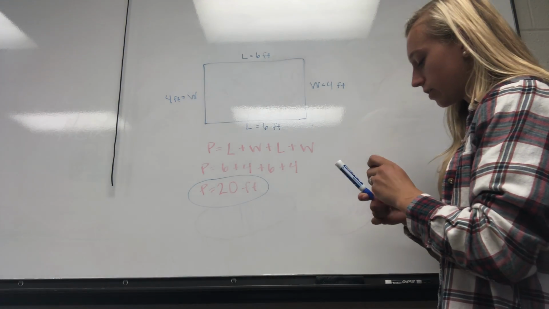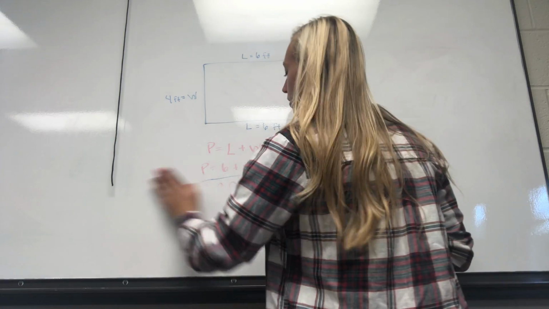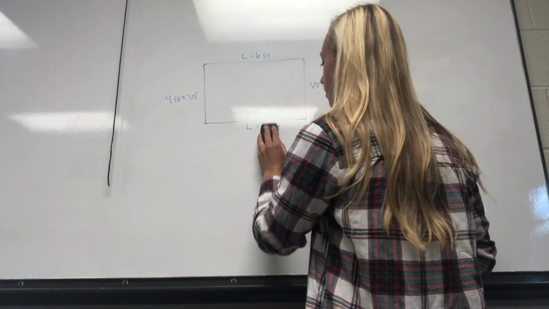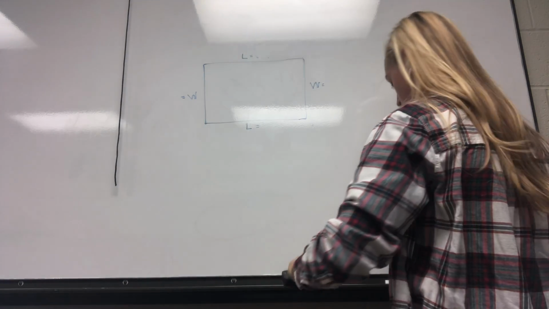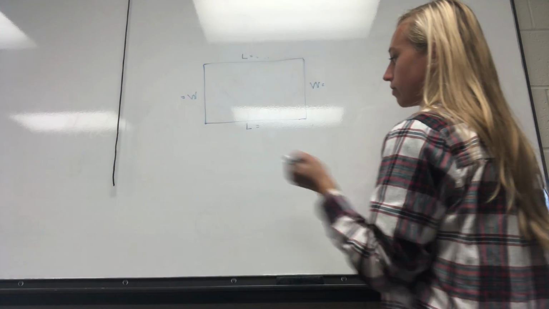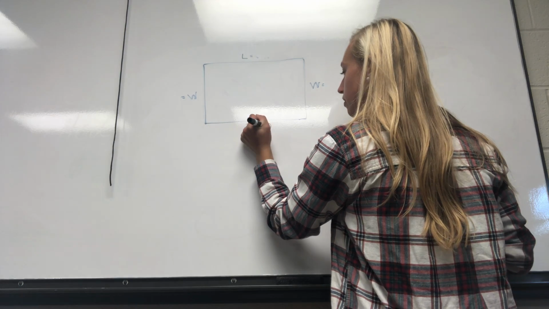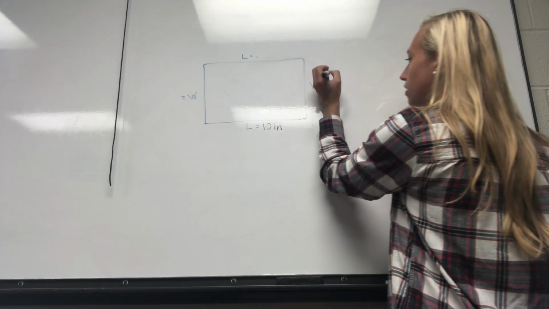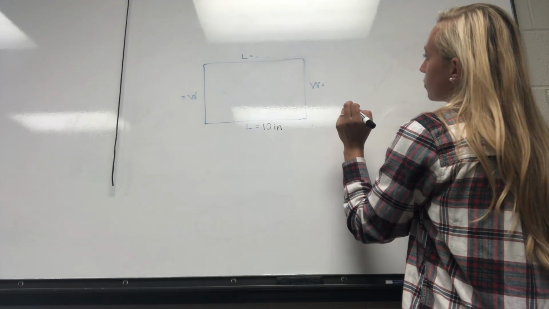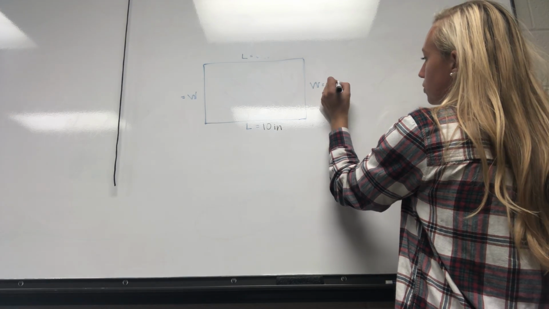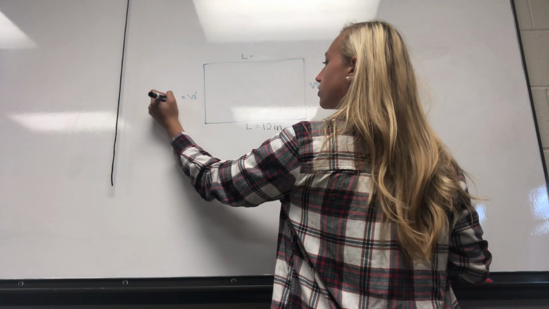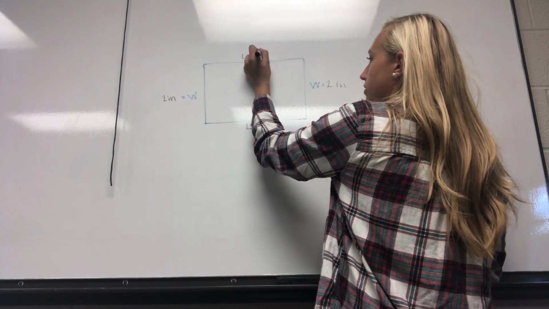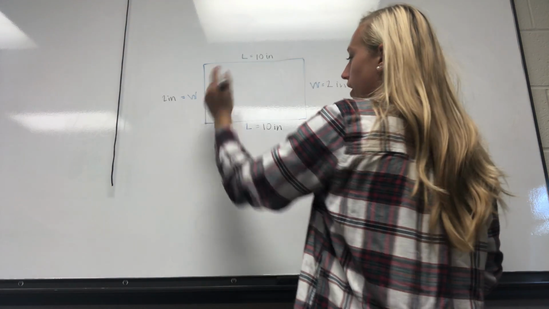I will give you another example for how to find perimeter. Let's do it again. So this time, our length is going to be 10 inches, and our width is going to be 2 inches. And we're going to fill that in for what's parallel to it. So 2 inches for the width and 10 inches for the length.